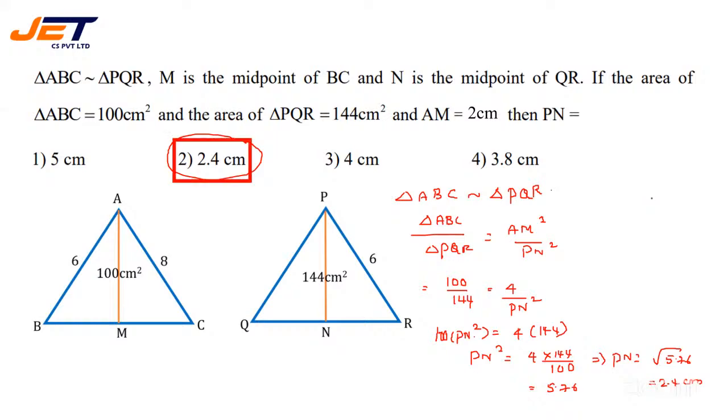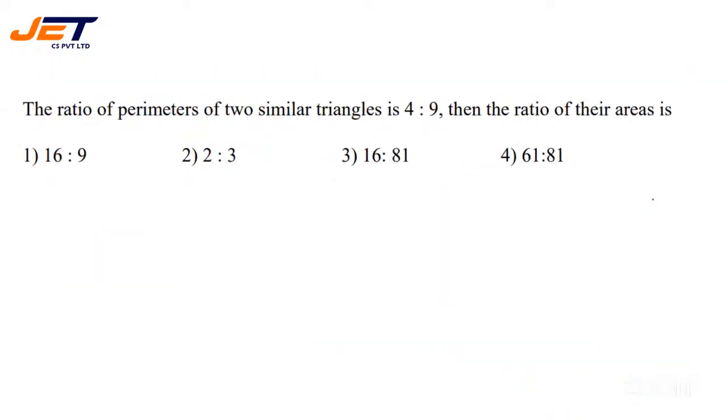Let's move on to the next sum. The ratio of perimeters of two similar triangles is 4 is to 9. Then the ratio of their areas is dash. So what is the ratio of their areas? That is what they're asking. It is nothing but 4 square is to 9 square. So what is 4 square? 16 is to 81. So your answer must be option 3.